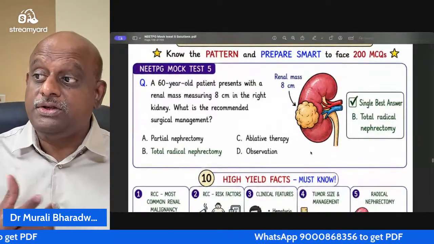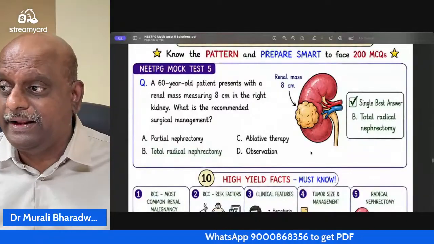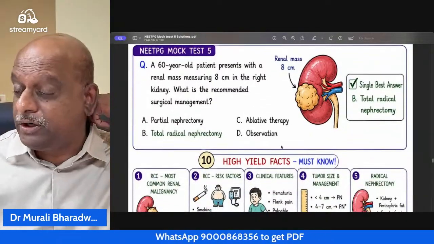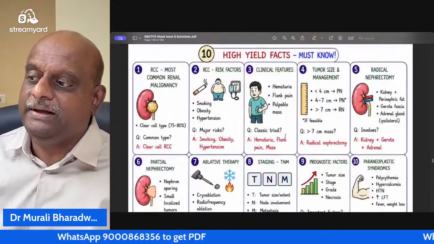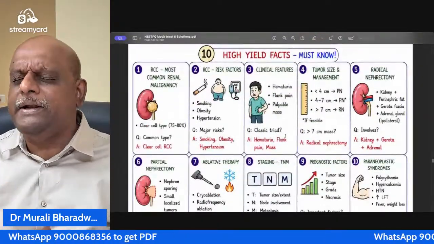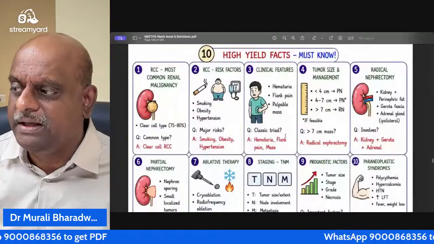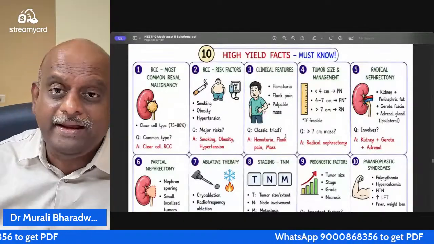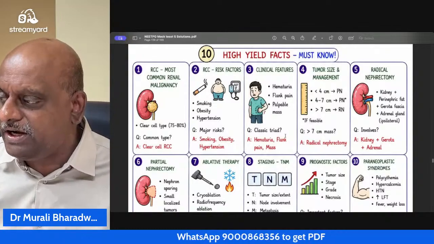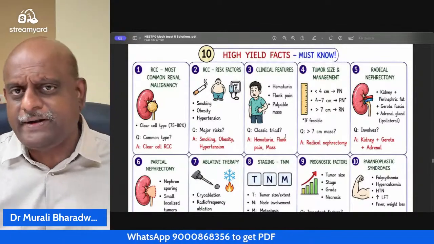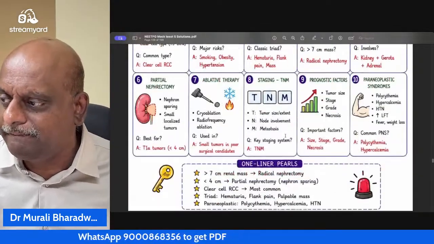60-year-old with renal mass, 8 centimeters on the right kidney, what is the surgical treatment? Total radical nephrectomy is considered to be the management. So, smoking, obesity, hypertension are the risk factors. Hematuria, flank pain, and mass is the presentation. Any mass more than 7 centimeters requires radical nephrectomy. You need to know the protocol.